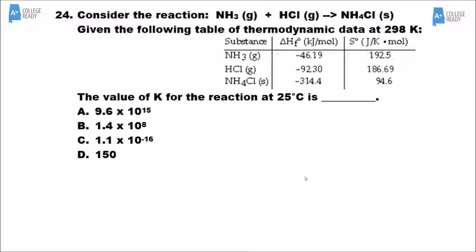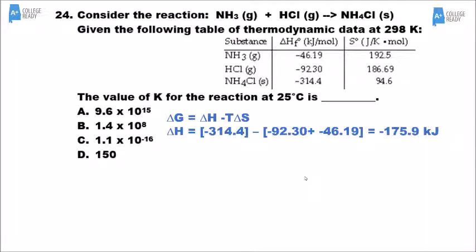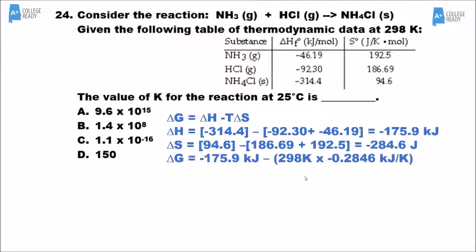Number 24, same type of problem. This time you have the ability to find delta G by plugging in for delta H, plugging in for delta S. Notice that delta S is in joules and delta H is in kilojoules. So when we substitute into the delta G equation, again, we have to make sure the units match. And when we do that, we get a value of negative 91.1. Of course, we're not done yet.